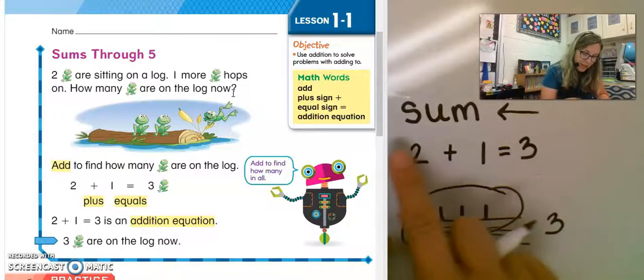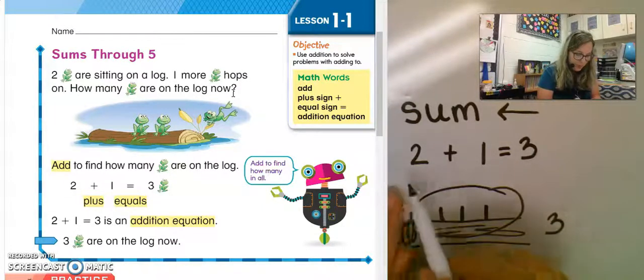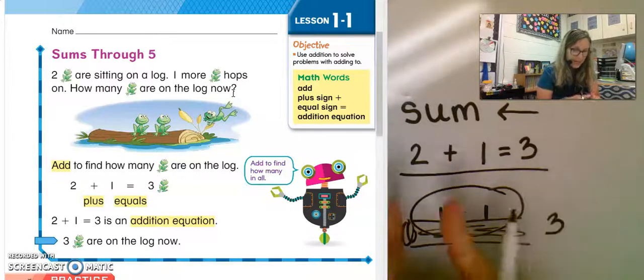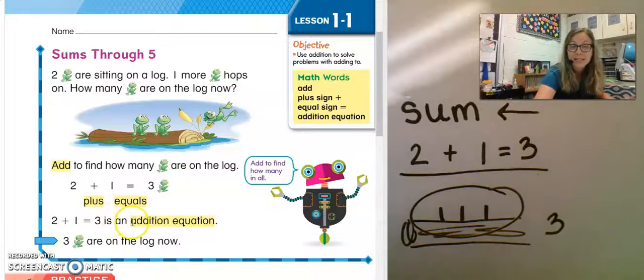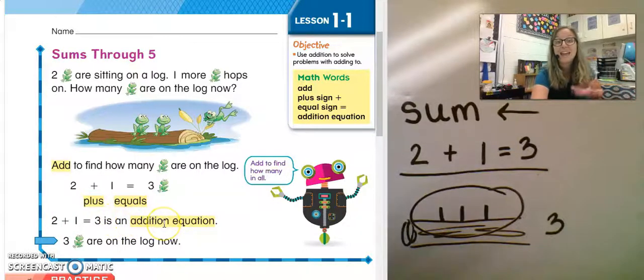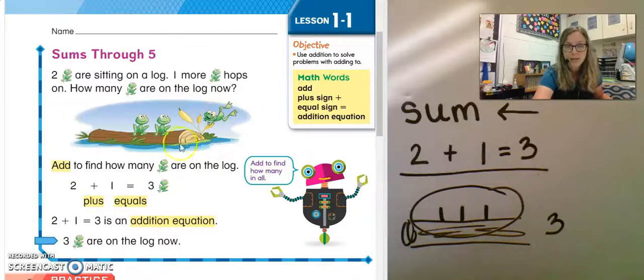We call this an equation. When we write out the number sentence and we have numbers on both sides, that's called an equation. Okay, so it says here 2 plus 1 equals 3 is an addition equation because we are adding. So there are 3 frogs on the log now, and you can see that here in this picture and my not so pretty picture here.